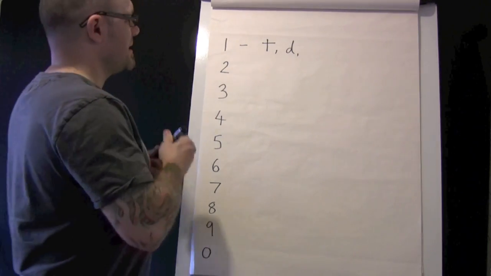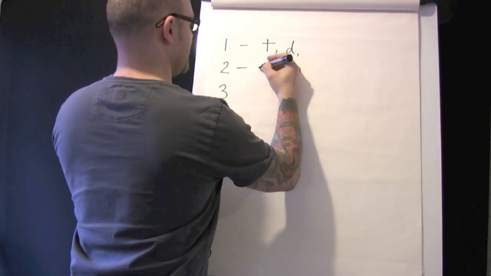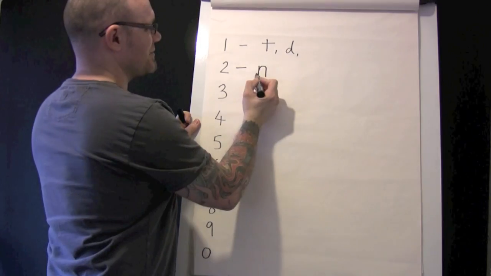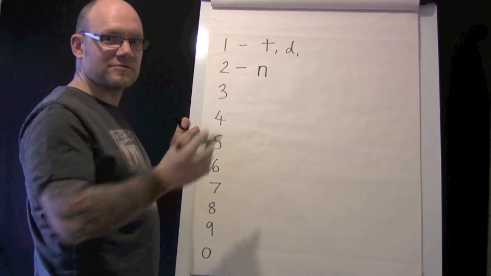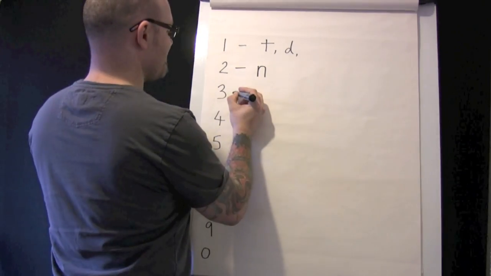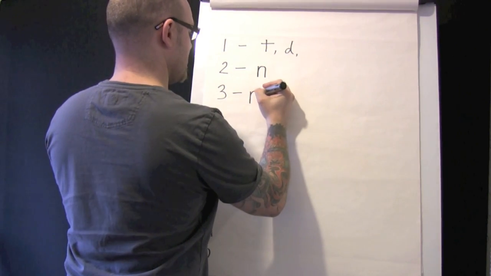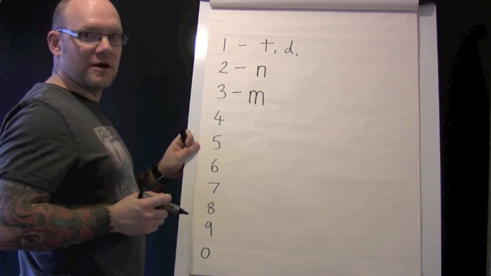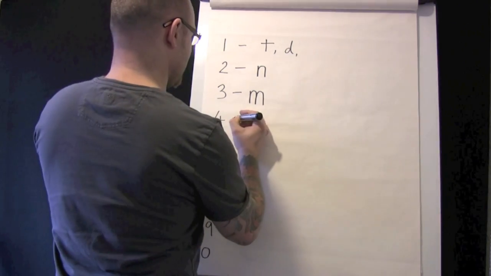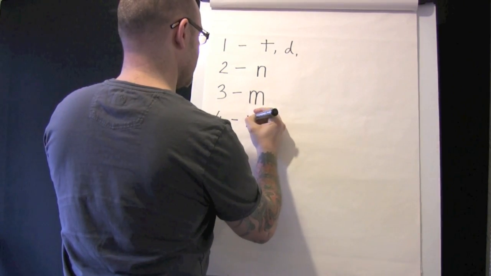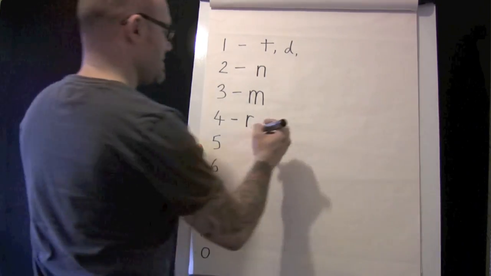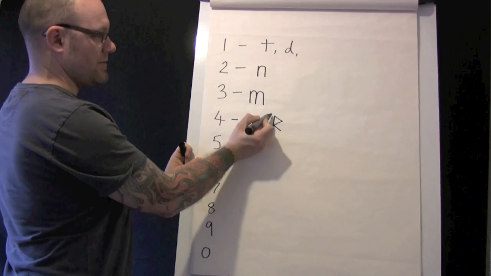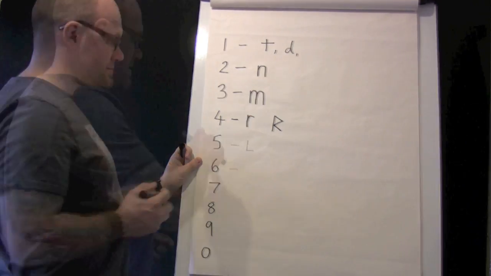Number two is going to be represented by an N, and the reason that we're going to use an N is we have two vertical downstrokes or upstrokes. Number three is going to be represented by an M. We have 1, 2, 3 vertical lines. Number four is going to be represented by an R. And the reason we're going to use an R is that on a capital R, if you draw it in straight lines, 1, 2, 3, 4.